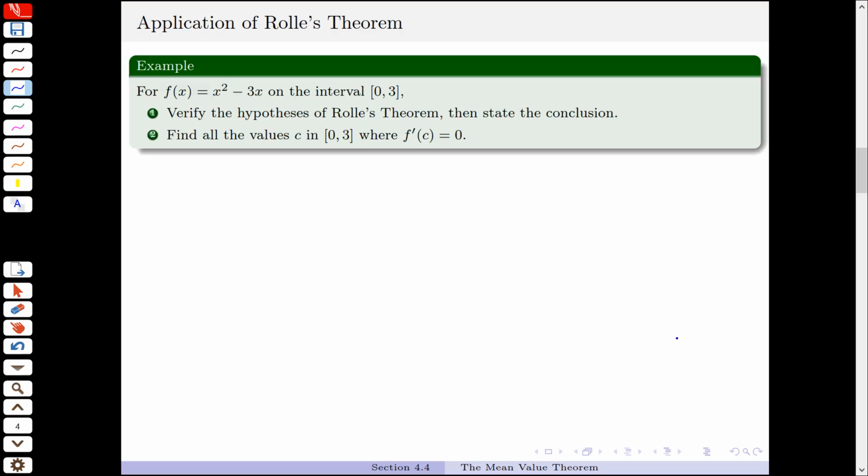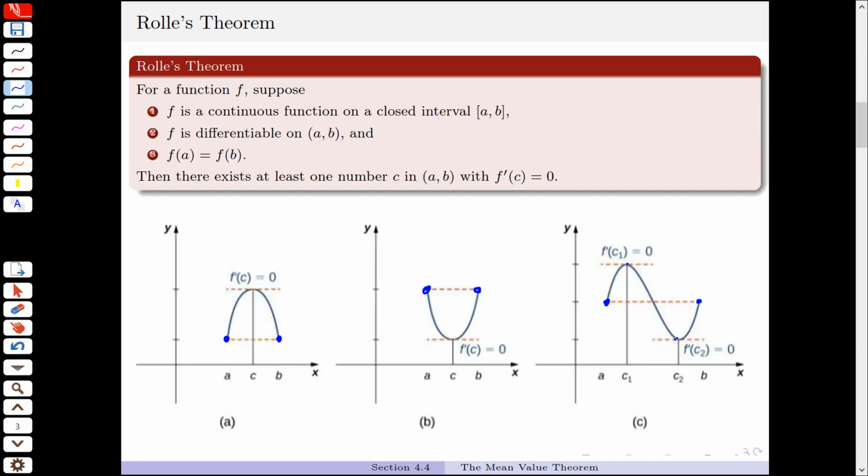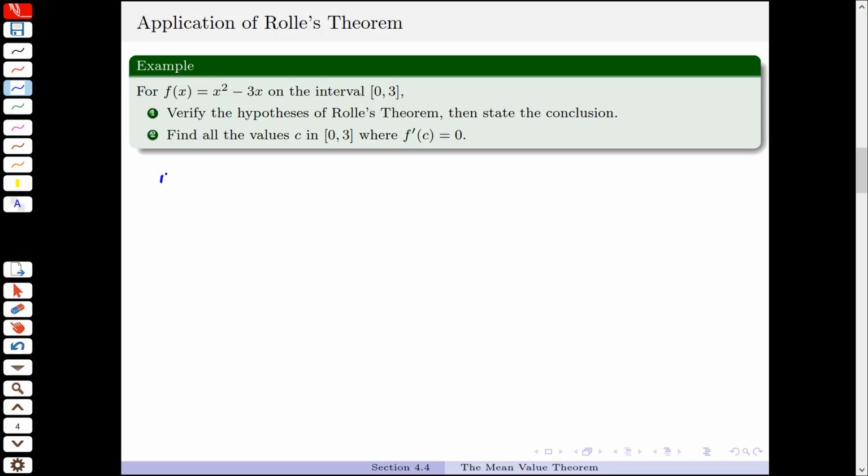Okay, so let's take a look at an example illustrating Rolle's theorem. First, let's verify the hypotheses of Rolle's theorem. Now remember, there were these three hypotheses. We need these three things in order to apply the theorem. First we need that f is continuous on our interval, in this case 0 to 3. And it's a polynomial, so it just is, right? We know that polynomials are continuous everywhere.